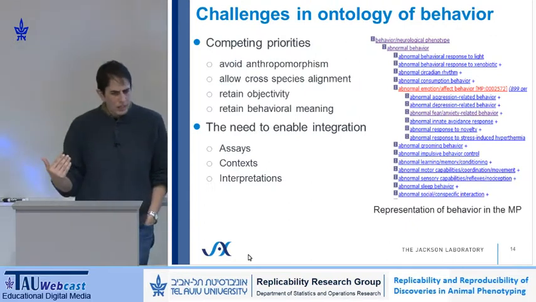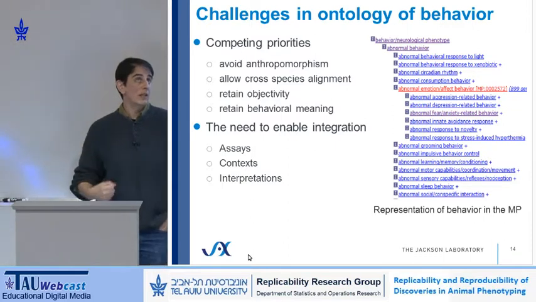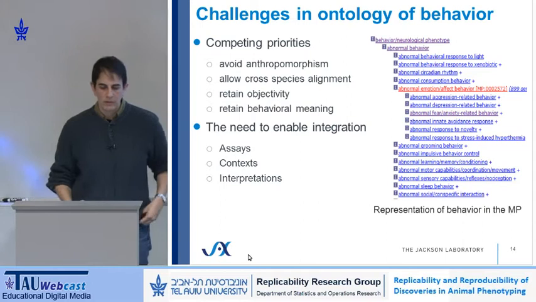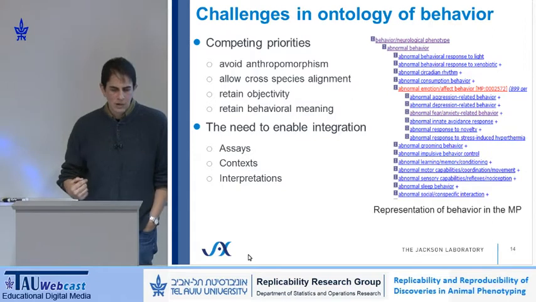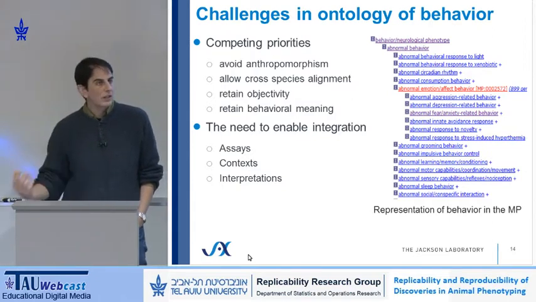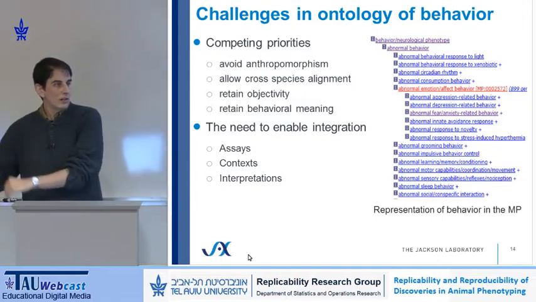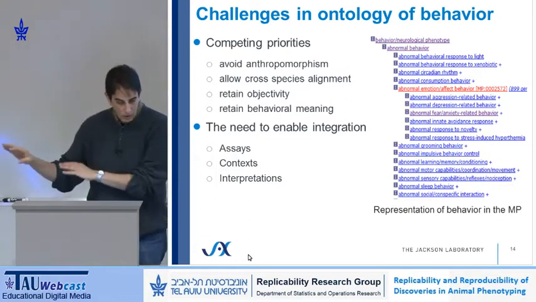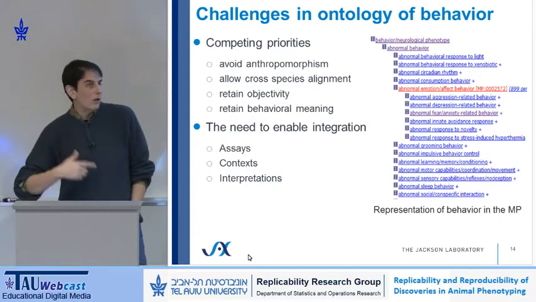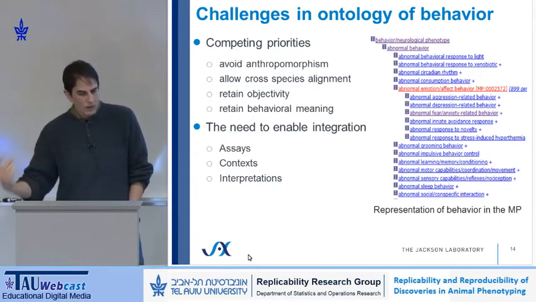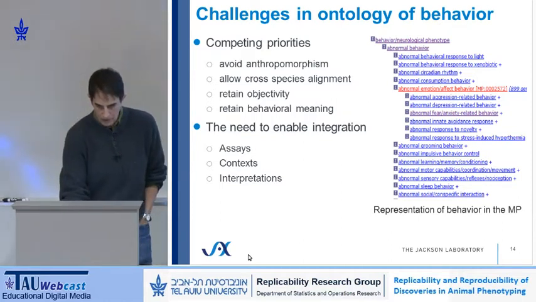So there's a lot of competing priorities in naming behavior, which is the thing that's so critical to us being able to retrieve data that purports to be measuring the same behavior. We want to avoid anthropomorphism by assigning depression or autism to a mouse. But at the same time, we want to be able to align data across species so that we can actually say, I've got a data set relevant to depression here, even though the study was done in a mouse or a rat or a yeast cell. How do we retain objectivity and also behavioral meaning with the ability to integrate assays, concepts, and context and interpretation?